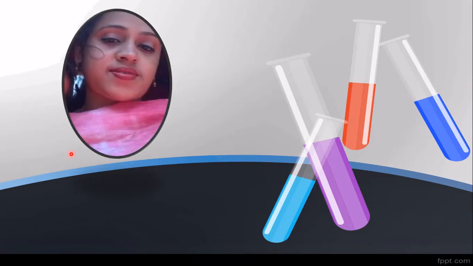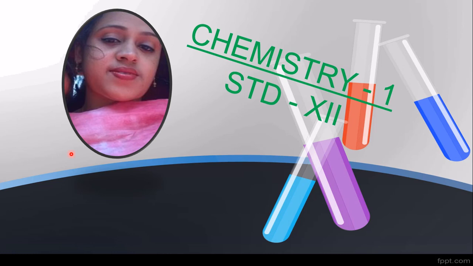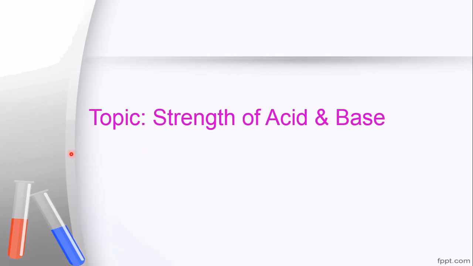It is your Chemistry 1 class, and today our topic is strength of acid and base. Look, you know that hydrochloric acid, sulfuric acid, and nitric acid are strong acids. But can you tell which acid is stronger? Today we will learn about the strength of acids and bases.